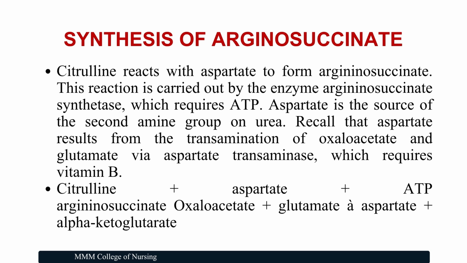Aspartate is formed by transamination of oxaloacetate and glutamate via the enzyme aspartate transaminase, and this reaction requires vitamin B6. This is clinically significant when we check liver function tests. We measure AST levels in the blood. If AST level is elevated, it means liver cells are damaged and leaking this enzyme, which also affects the urea cycle. So here citrulline plus aspartate plus ATP forms arginosuccinate.